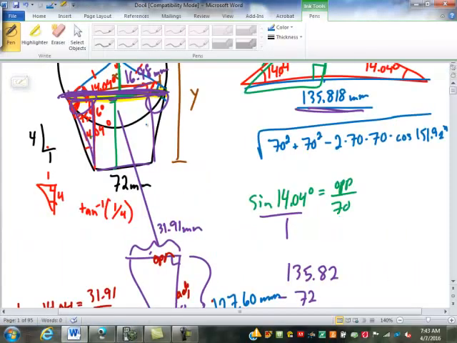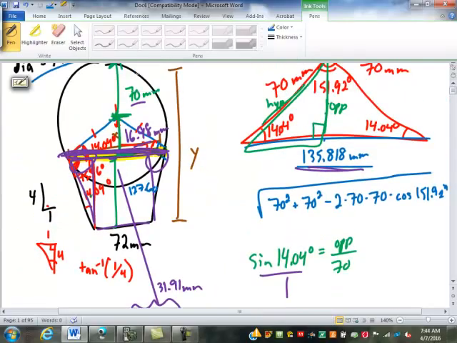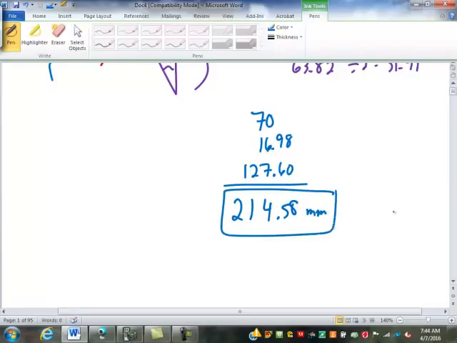So that's 127.60 here. So what we have is the 70 plus 16.98 plus 127.60. 70, 16.98, 127.60. Make sense? That adds up to 214.58 millimeters, which is the overall height of the Y. Not so bad.